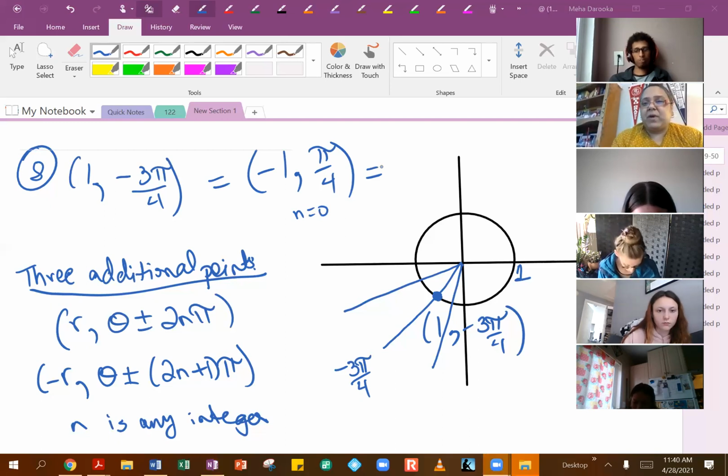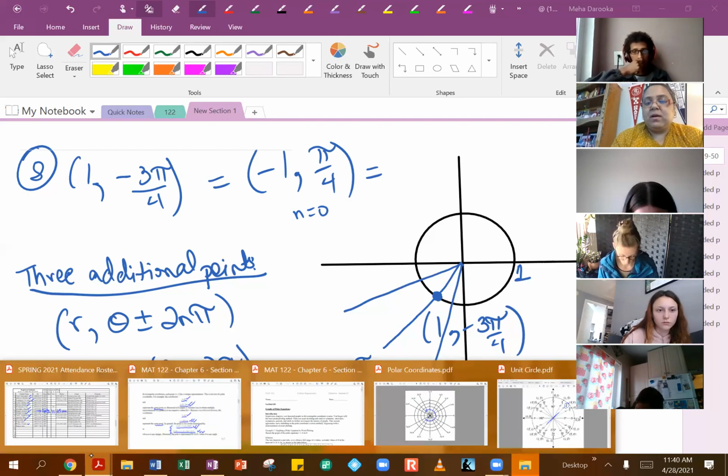Yeah, keeping it simple, right? So you're just doing the n as 1. So you're basically doing 2 pi added on to your -3 pi over 4.